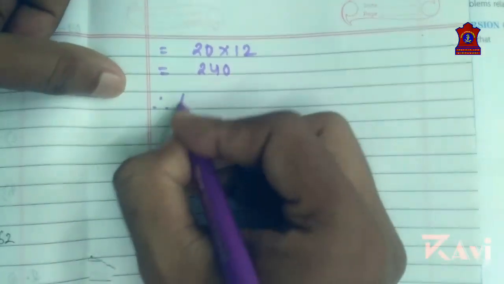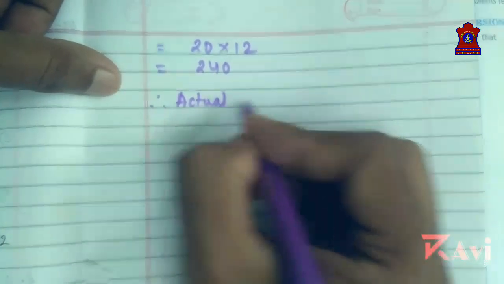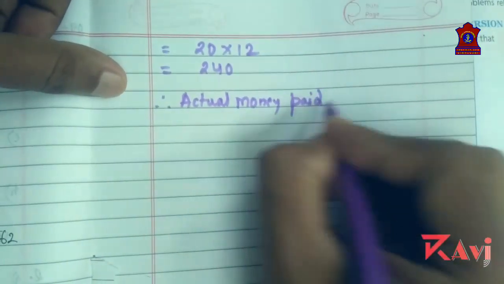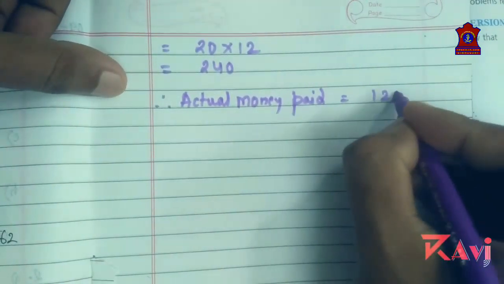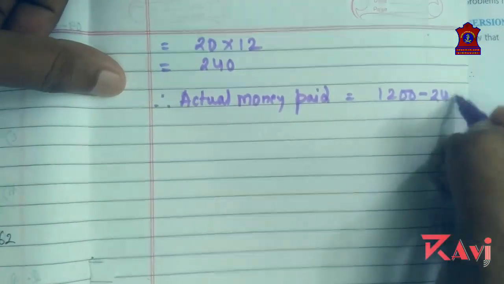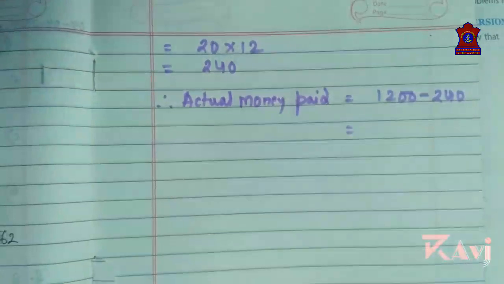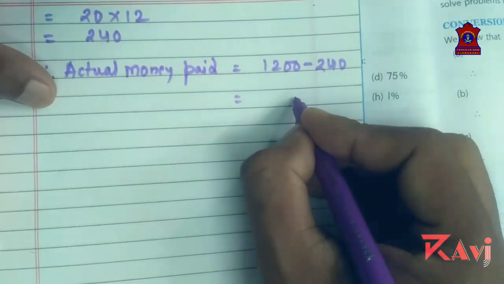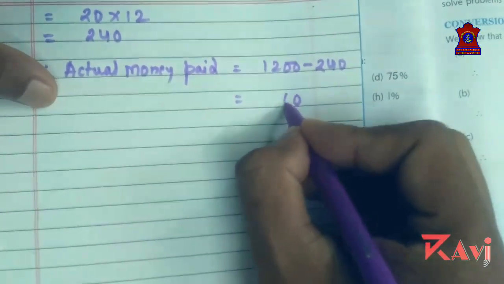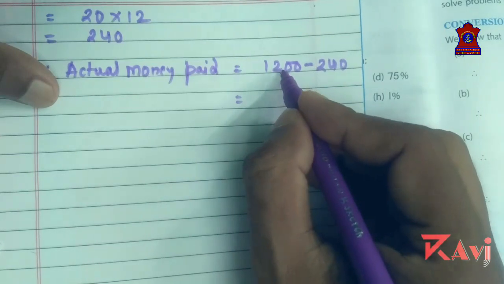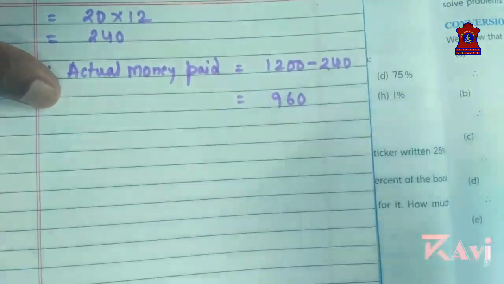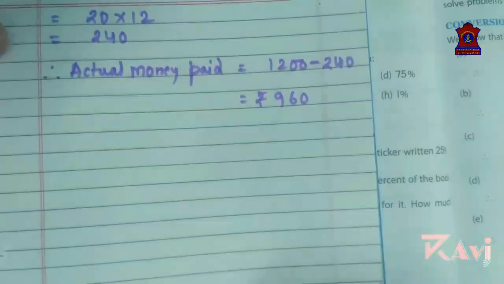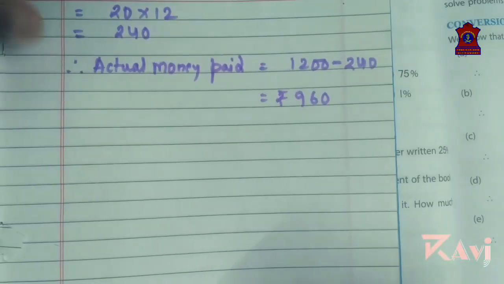Therefore, actual money paid equals 1200 minus 240. 0 minus 0 is 0. 10 minus 4 is 6. 11 minus 2 is 9. 960. Okay, rupees 960 is the actual price of the dress.